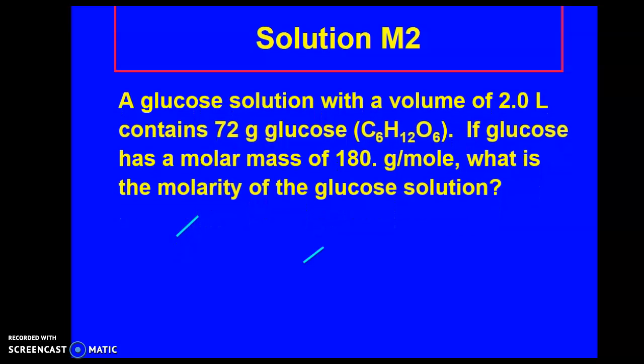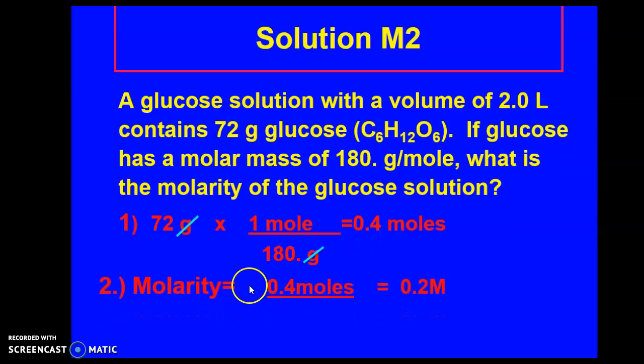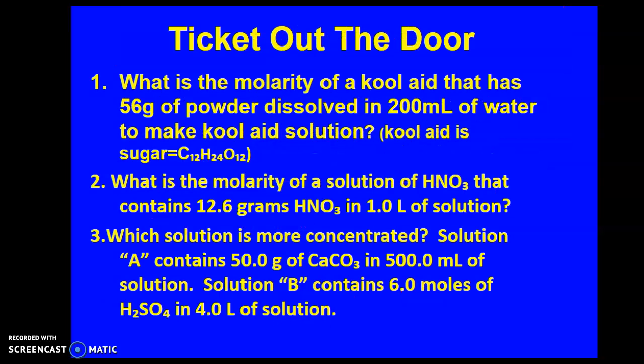Right, this is the solution. 72 grams of glucose was given, and the molar mass of glucose is 180. You convert 72 grams to moles, and we get 0.4 moles. The molarity equals moles over liters. Remember, you're already given liters, so you don't have to convert anything again. So you just divide 0.4 by 2 liters. That will give you a 0.2 molar solution of glucose.